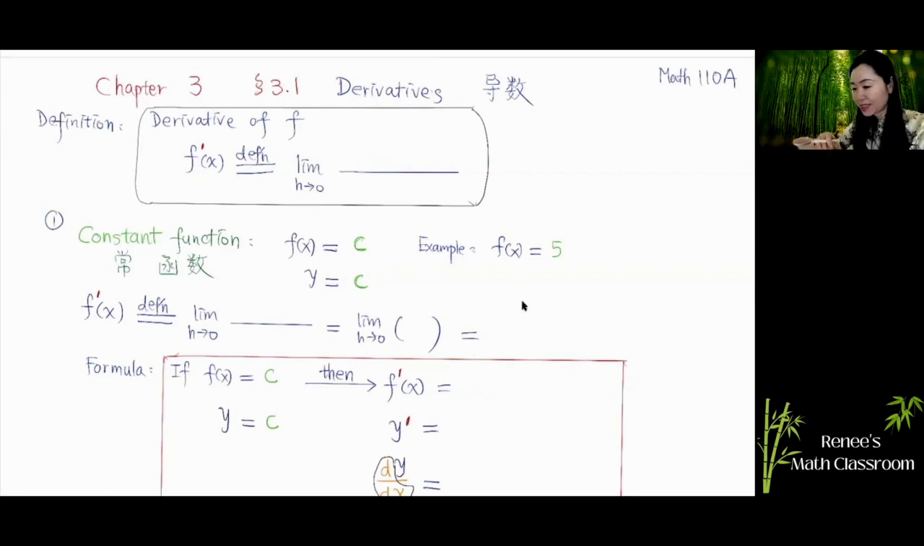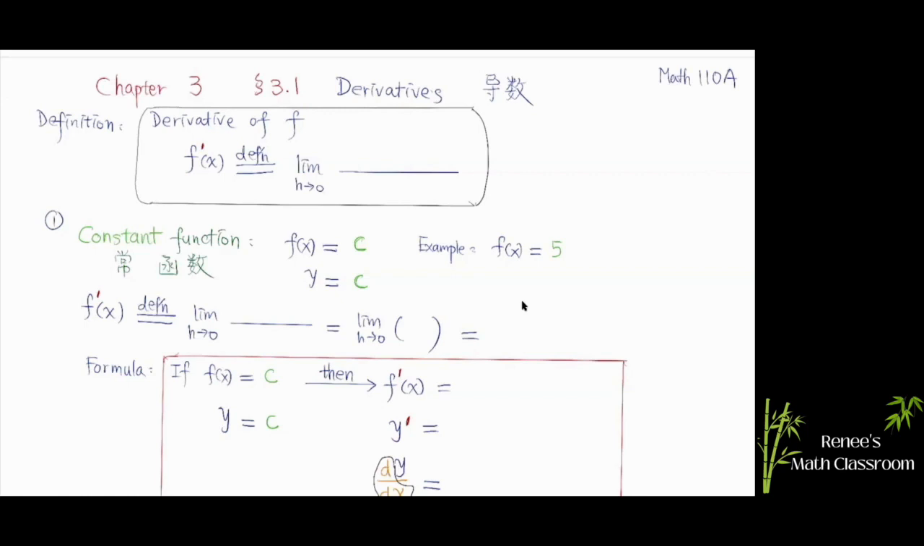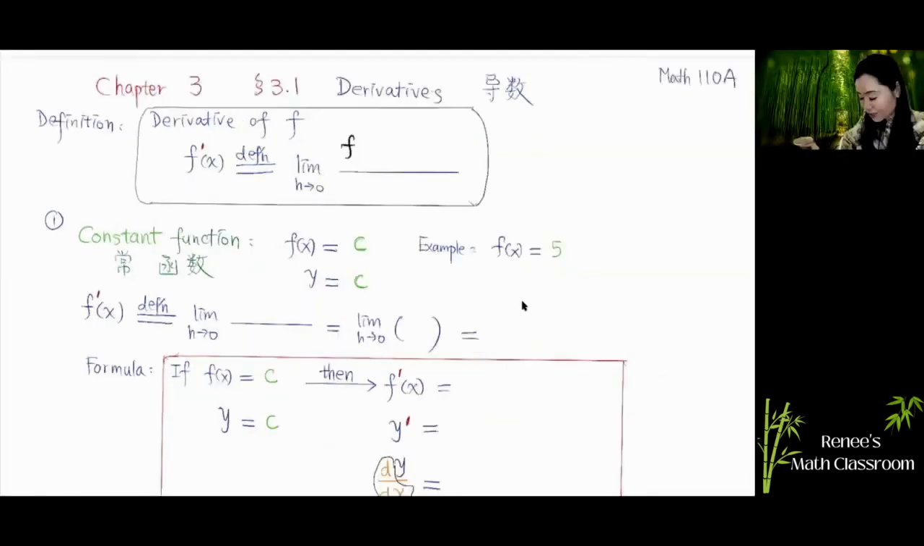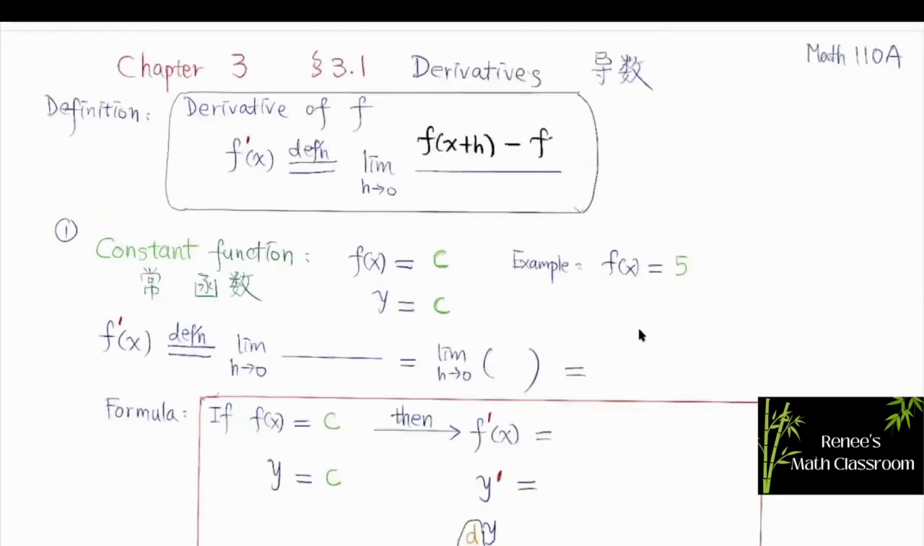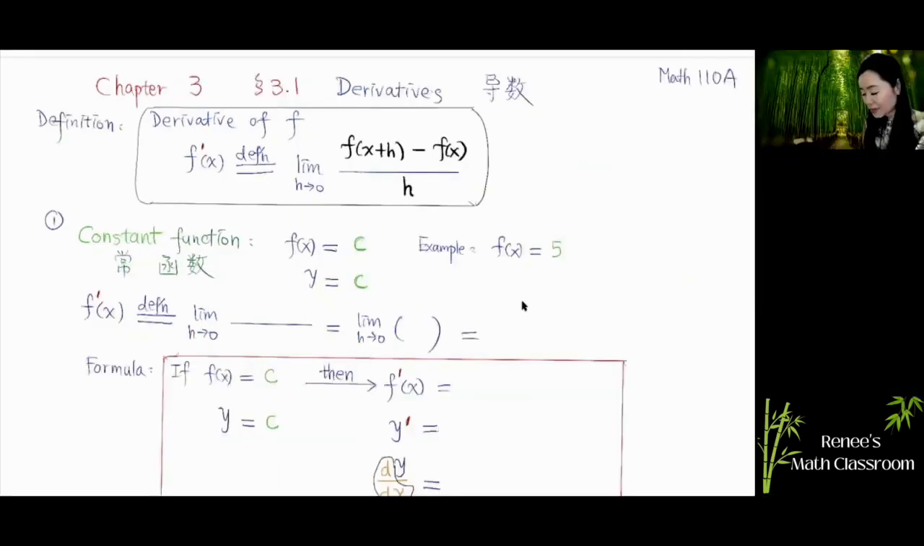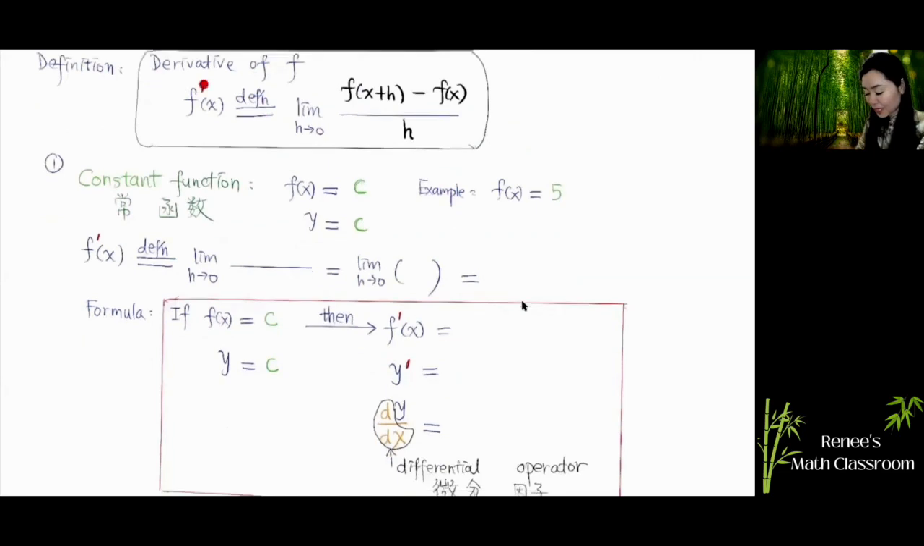Do you guys remember that from 2.8? Right? Anyone can tell me? f of x plus h minus f of x, over h. Yeah. So it's the limit of this quotient. Okay. That's the definition for the duality of the function f. Okay. So this symbol here stands for duality. It's called f prime.